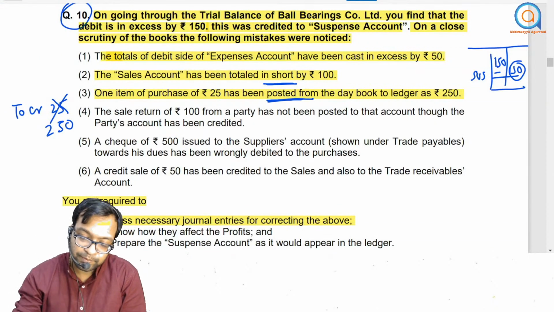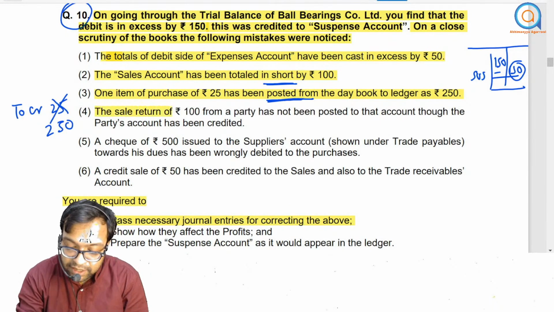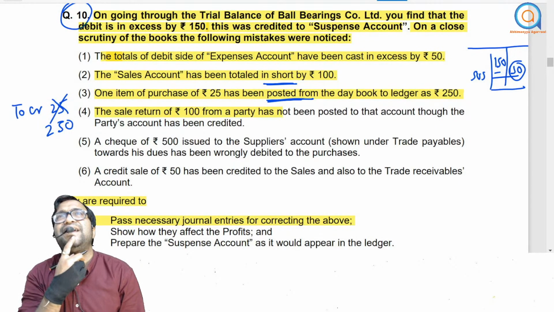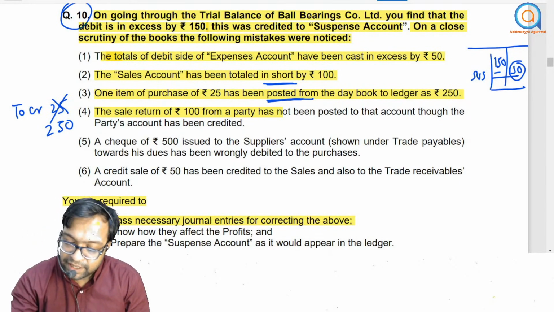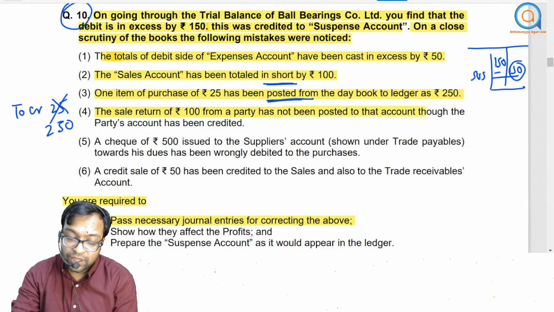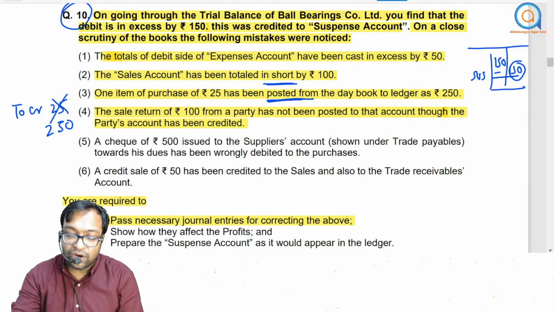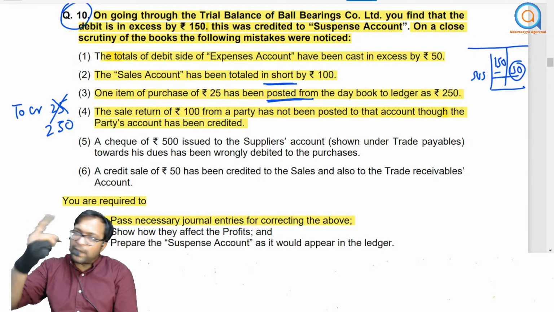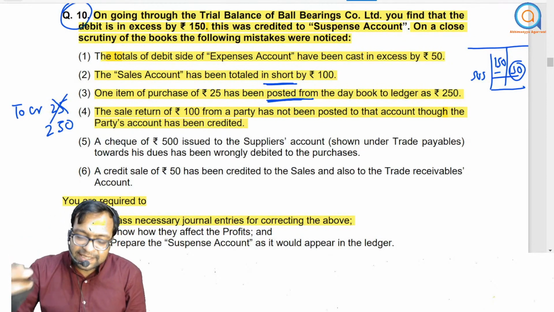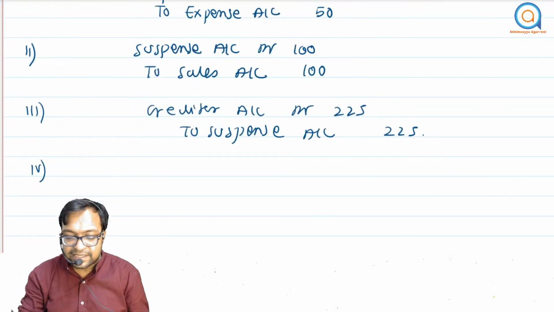Next. The sales return of 100 from a party. Entry: sales return to debtor. It has not been posted to that account, though the party's account has been credited. Means the mistake is not in the party account, the mistake is in the sales return account, they are saying. Correct? So clearly they are saying the mistake is in sales return.